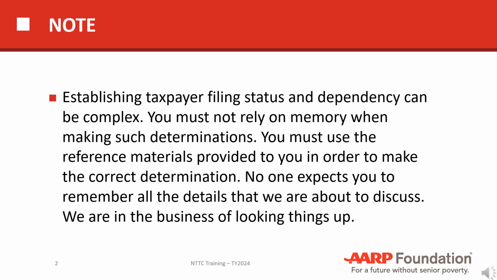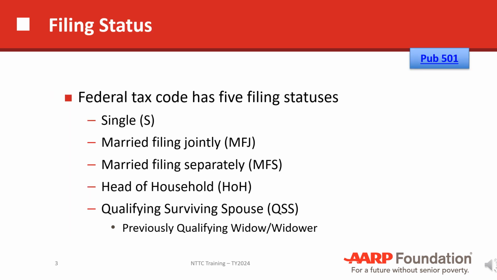No one expects you to remember all the details that we are about to discuss. We are in the business of looking things up. There are 5 federal filing statuses. The first is single, then there is married filing jointly, married filing separately, head of household, and qualifying surviving spouse. This last one, qualifying surviving spouse, was previously called qualifying widow or widower.